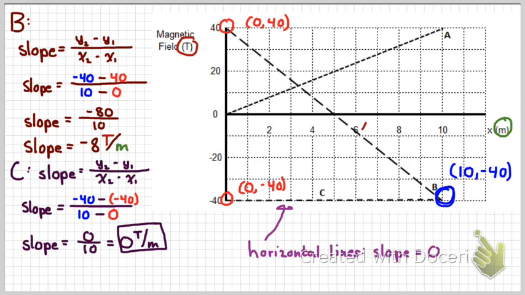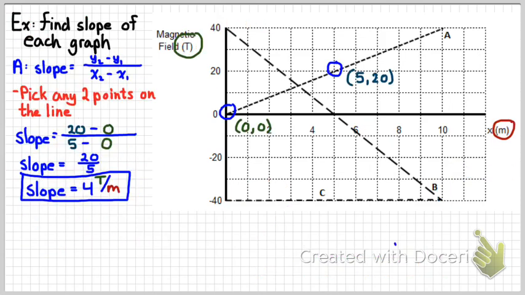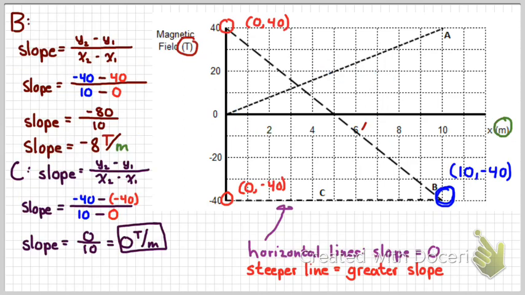Things that we need to remember. Another thing that we need to remember is that the steeper the line is, the greater its slope. So if you just compare B with A, B is much steeper than A is, and so B's slope would be greater. If you compare that with what we found for the A slope, we got 4. B slope, we got negative 8. That should kind of make sense to you.